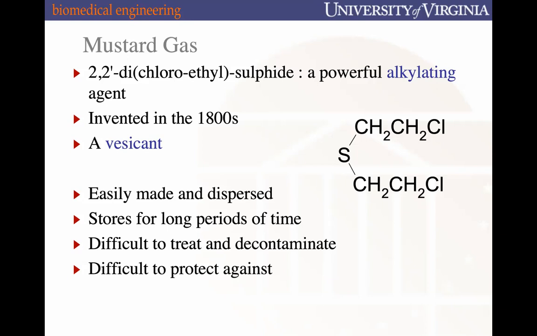The noteworthy part about mustard gas is that it's a vesicant, a blistering agent. And what's important to know is, as you can imagine, it being developed back in the 1800s, it's easily made and dispersed. It can easily be stored, and it's oftentimes difficult to treat, decontaminate, and protect against.